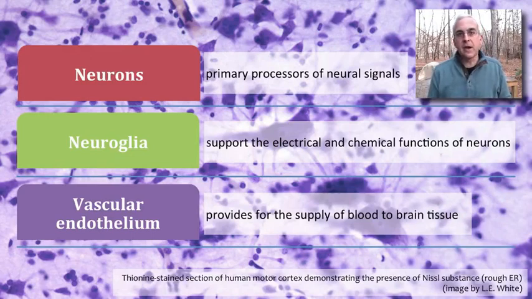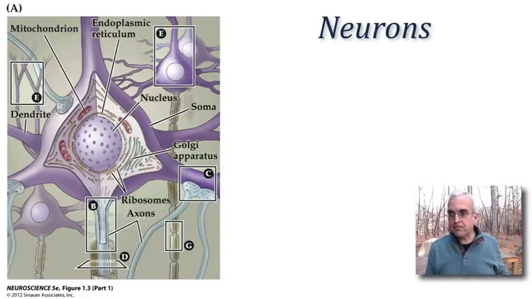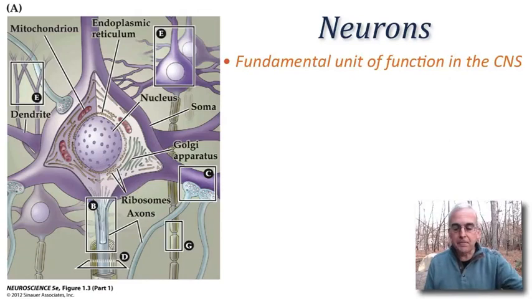So let's focus now on a neuron, and I'll make a few general remarks first, and then we'll get on with our survey of the microanatomy of a typical neuron. Neurons are the fundamental unit of function in the central nervous system. This is a very important point, and this is the reason why we'll spend so much of our time and energy in Unit 1 thinking about how neurons actually function.